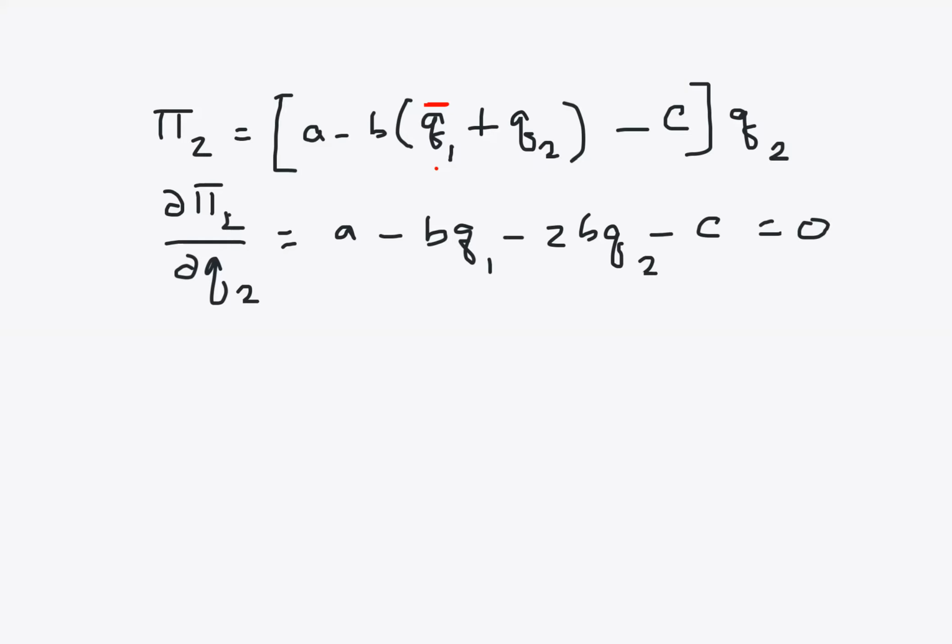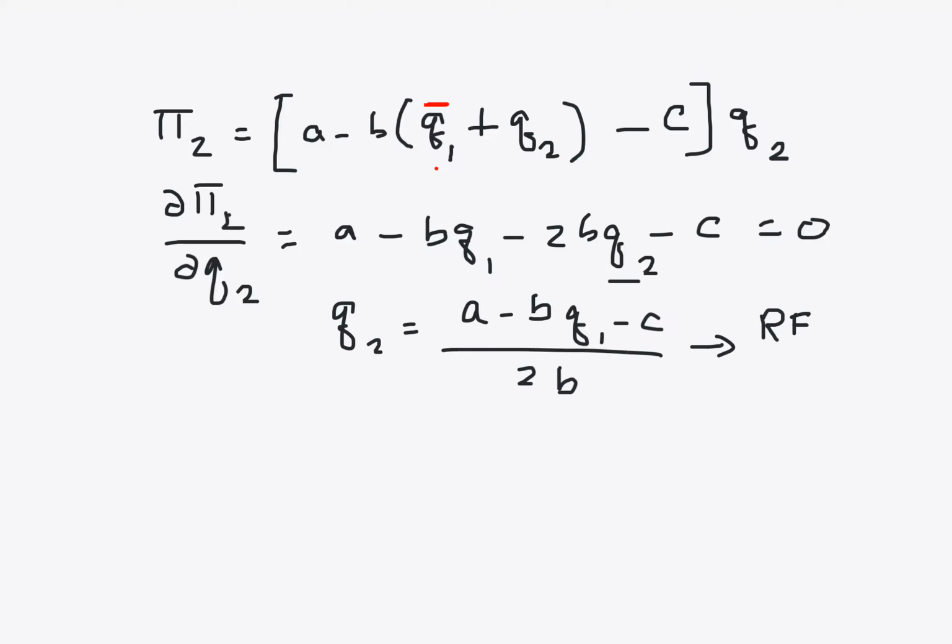And then you can solve for Q2. So Q2 is equal to (A minus B times Q1 minus C) over 2B. So this is the reaction function of firm 2 given firm 1's output choice Q1. We can also call it the best response function. All right, so we solved the game in the second stage.